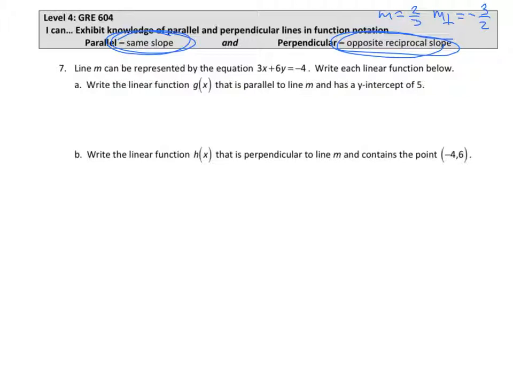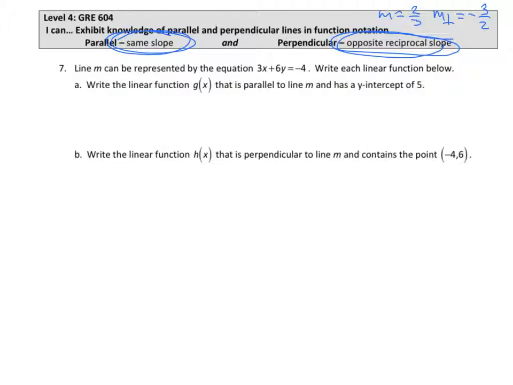Okay. In this example, it says line M can be represented by the equation 3x plus 6y equals -4. Write each linear function below. In part A, we want to write a linear function that's parallel to line M and has a y-intercept of 5. Well, with line M, I don't know its slope yet because of the form it's in. So I need to solve for y and put it in slope-intercept form so I can tell what the slope is.